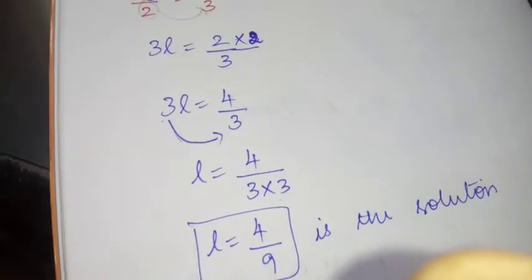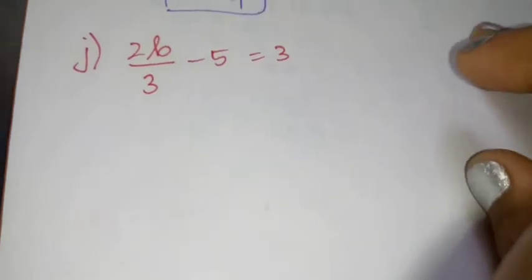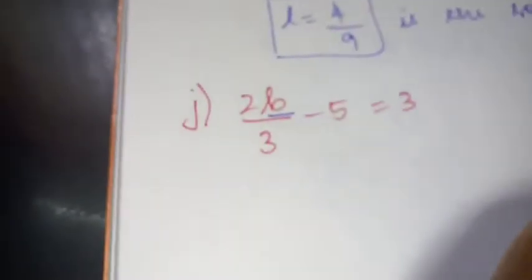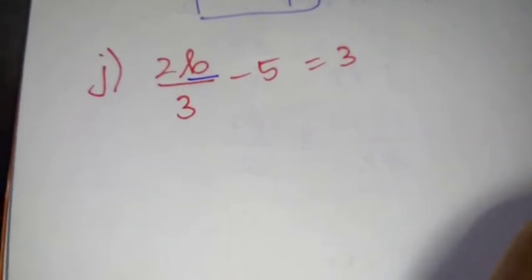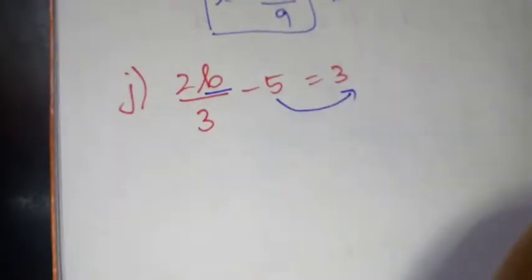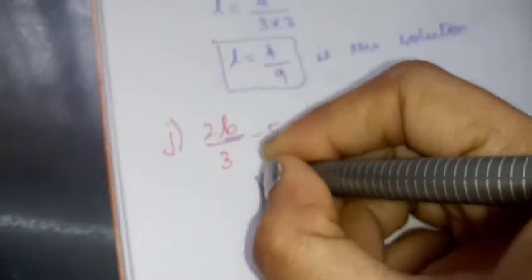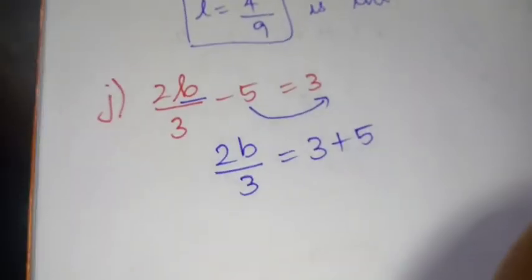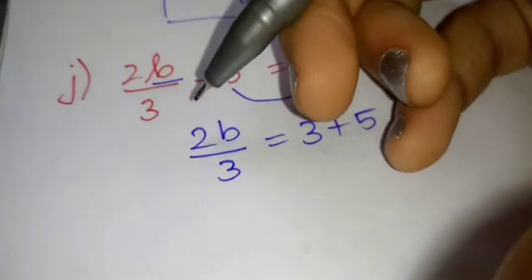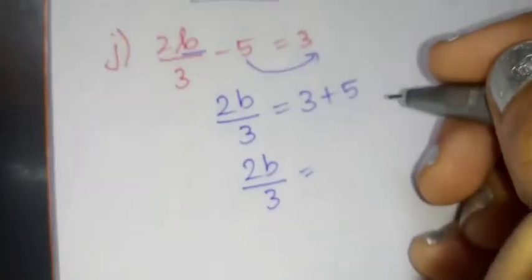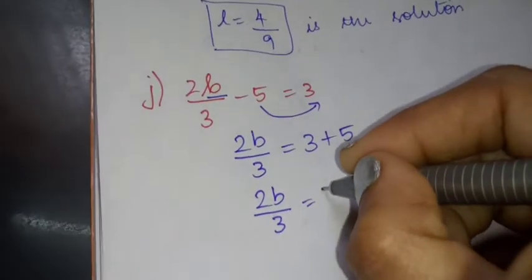Understood, children? Next problem: 2b by 3 minus 5 equal to 3. We are going to find the value of b. So what do we have to shift now? You should shift this minus 5 to the next side first. 2b divided by 3 equal to 3 plus 5. Minus 5 goes to that side, it becomes plus 5. So 2b divided by 3 is equal to 3 plus 5, which is 8.